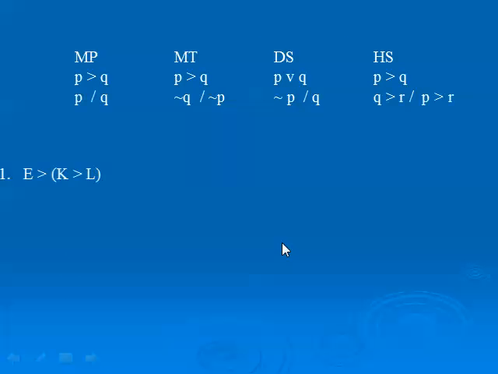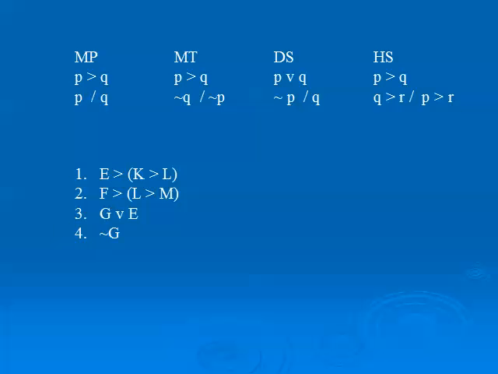Here again are the rules, and we'll walk through one more. E implies, K implies L. F implies, L implies M. Either G or E, but not G. F is true. Prove that K implies M is true.